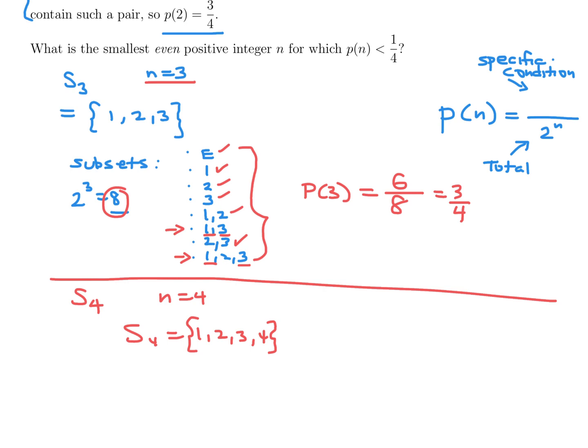Again, the very helpful hint that the number of subsets is 2 to the power of n, so that would be 2 to the power of 4, so 16 subsets. Since there's only 16, it won't be that difficult to list them. We've got the empty subset. We've got 1, 2, 3, and 4. We've got 1 and 2, 1 and 3, 1 and 4, 2 and 3, 2 and 4, and finally 3 and 4.